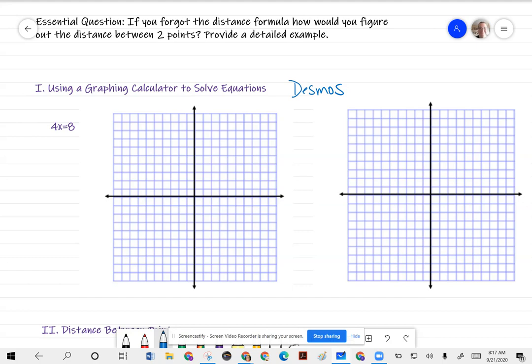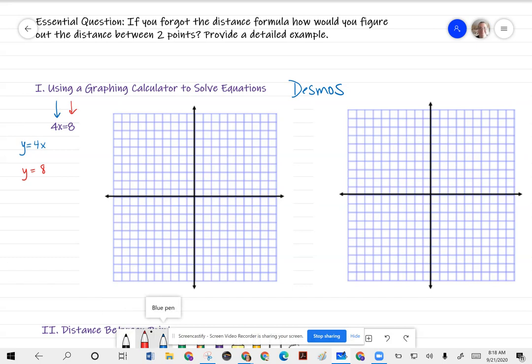So here's the equation. Now we should know that the value of x is 2. But when they want you to solve using the graphing calculator, you let one equation be one side of the equal sign. So in Desmos, you would type y equals 4x. And then the other equation is going to be the other side of the equal sign, so y equals 8. That intersection point is going to be the solution.